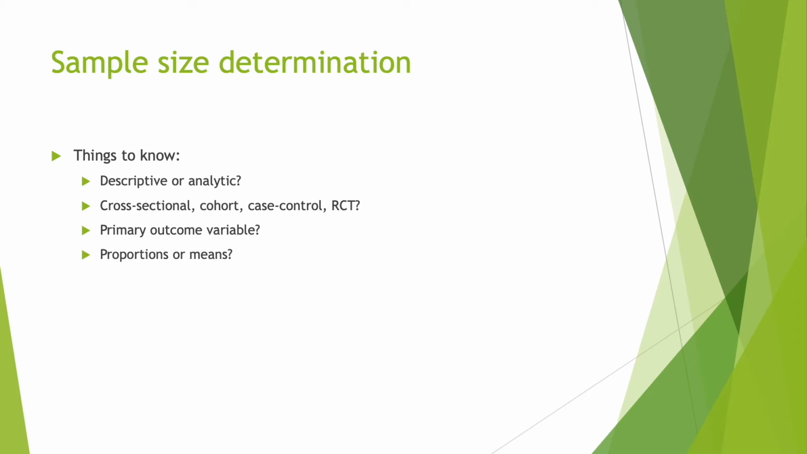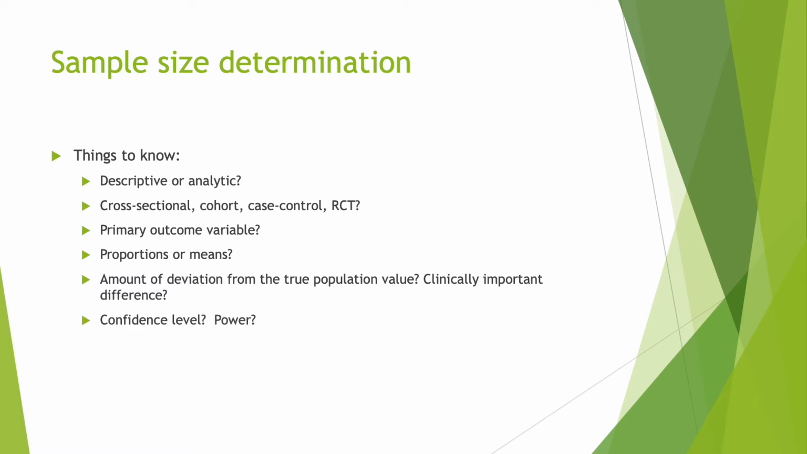If your study is a descriptive survey, are you interested in estimating a proportion or a mean value in the population you are trying to generalize your study to? Now, what is the standard deviation of your variable of interest? And is this deviation clinically important? What is your desired confidence level and power? And lastly, is your hypothesis one-tailed or two-tailed?